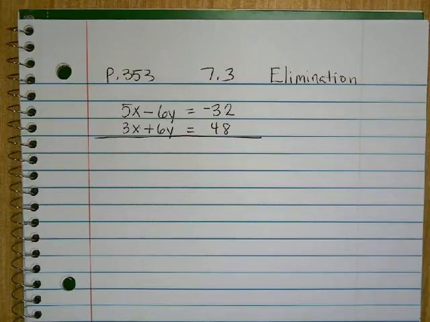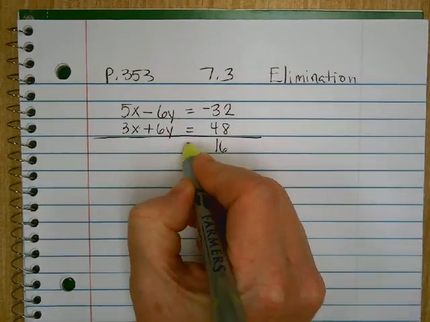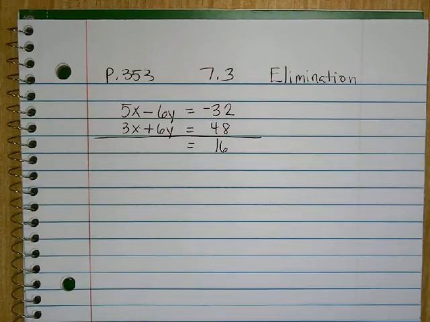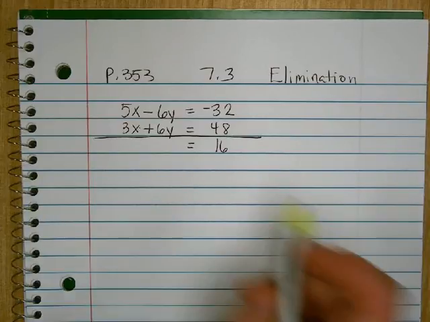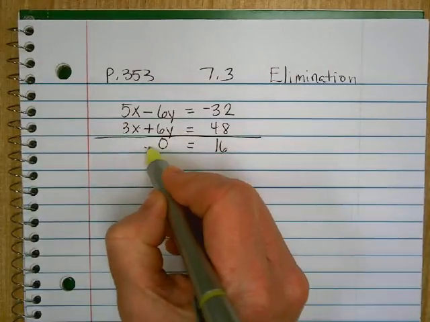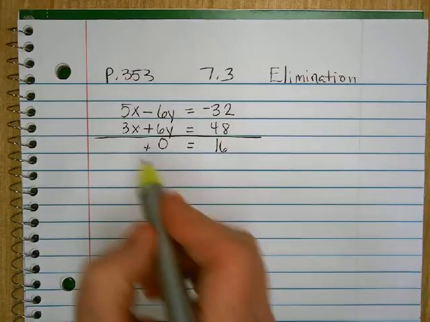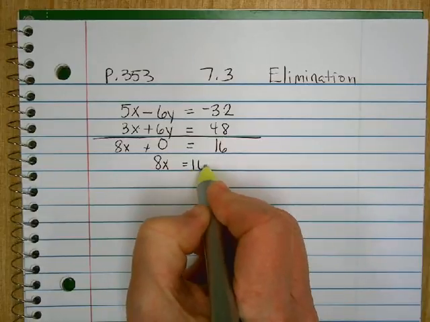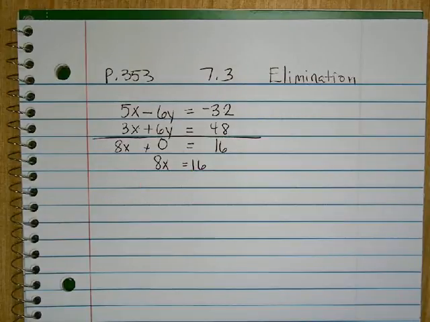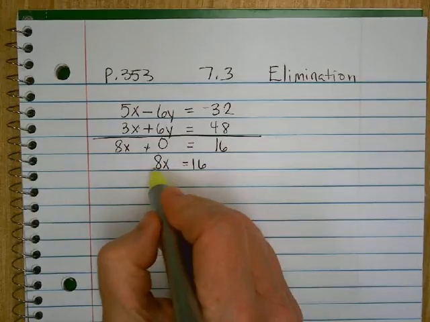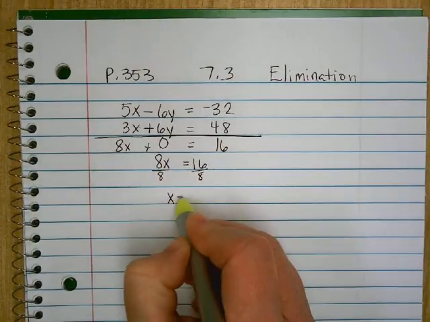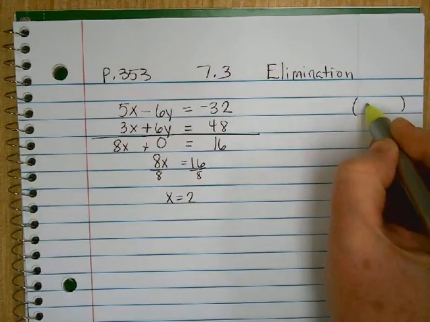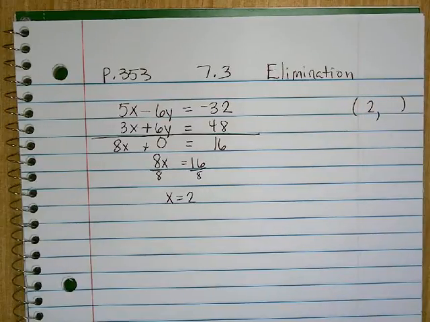What happens when you add negative 32 and 48? You get 16. What happens when you add negative 6y and 6y? What happens when you add 5x and 3x? So essentially, you have 8x is equal to 16. So you can divide by 8, and x is 2. So you have found the first part of your answer.